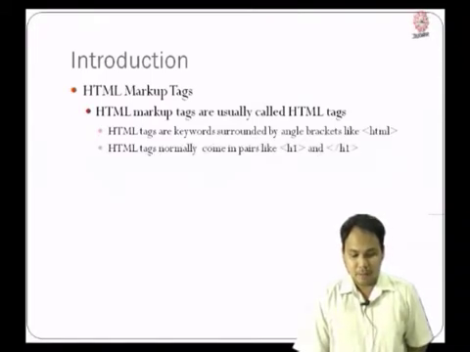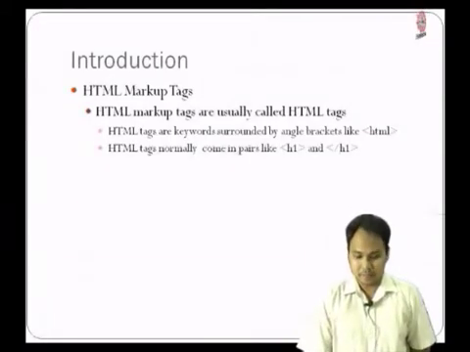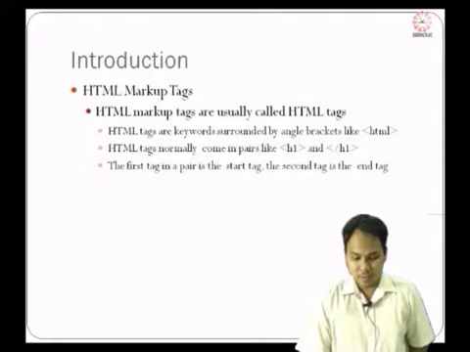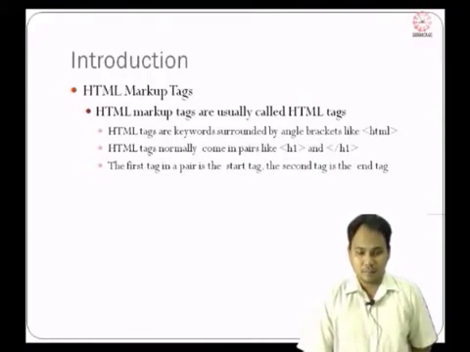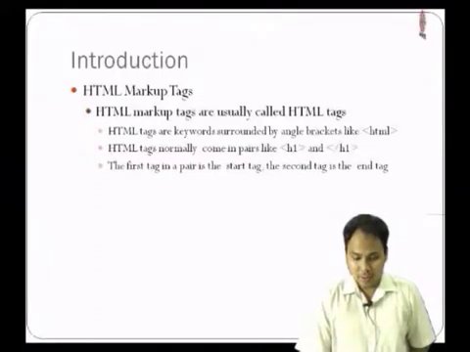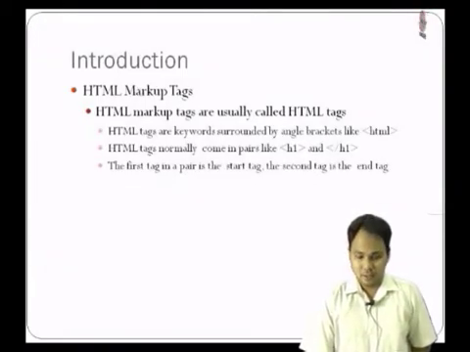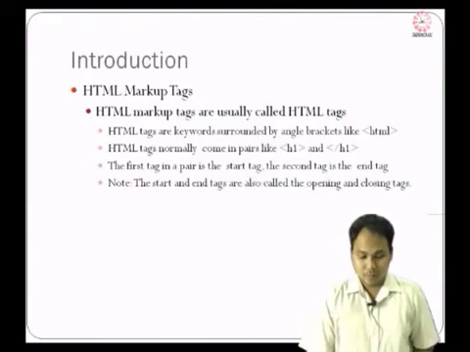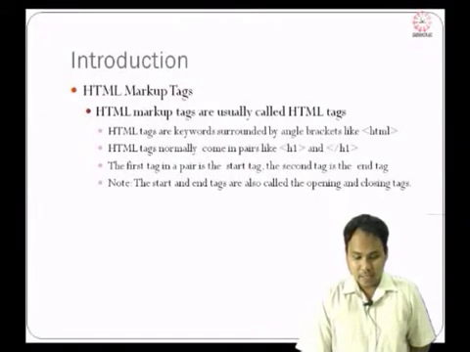HTML tags normally come in pairs, like H1 and /H1. So this will display a heading 1 text. The first tag in a pair is the start tag. The second tag is the end tag. But in the given example, we have observed that H1 and /H1, which means that H1 is the start tag, while the /H1 is the end tag. Note that the start and end tags are also called the opening and closing tags.